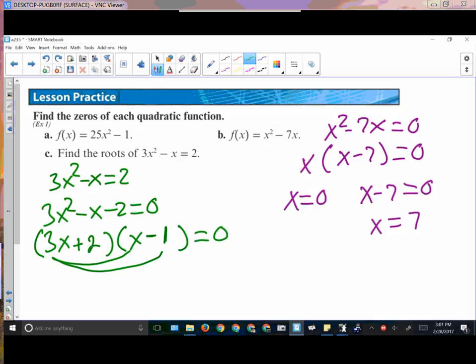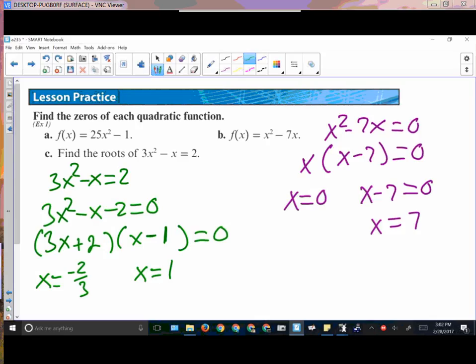So, this one just comes from working it out. If you're in tune to this, that means that x is equal to 1. That would be a 0 there, correct? Would the other 0 be at x is equal to negative 2 over 3? Subtract the 2 from both sides, divide by 3.